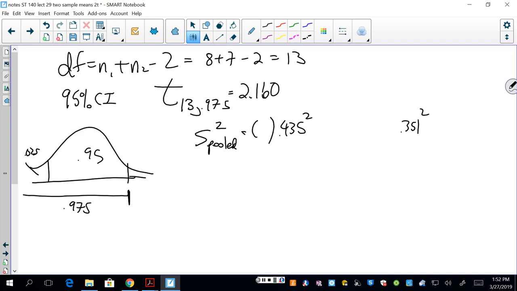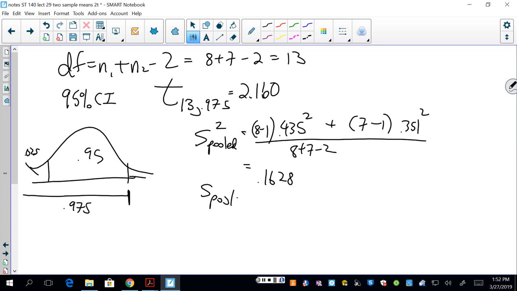We multiply the first by the degrees of freedom from one sample, so 8 minus 1. This one gets multiplied by 7 minus 1, because there was one less person there. And then we add those two things together. My notes say that's 0.1628. The square root of that is about 0.4, because 0.4 squared is 0.16. So that's about the S pooled.